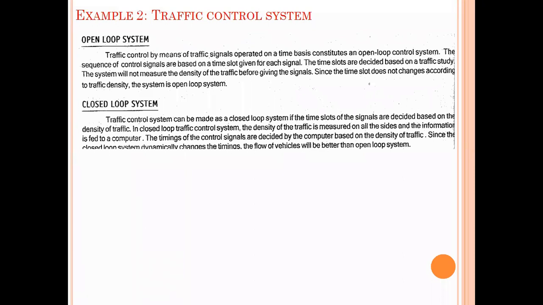Okay, so let us take LB Nagar. LB Nagar will have a traffic signal. So if we are doing an open loop traffic signal, it means in the system itself, we will feed that the red light will be for 120 seconds. The green light will be on for 30 seconds. Like that, we will feed manually.